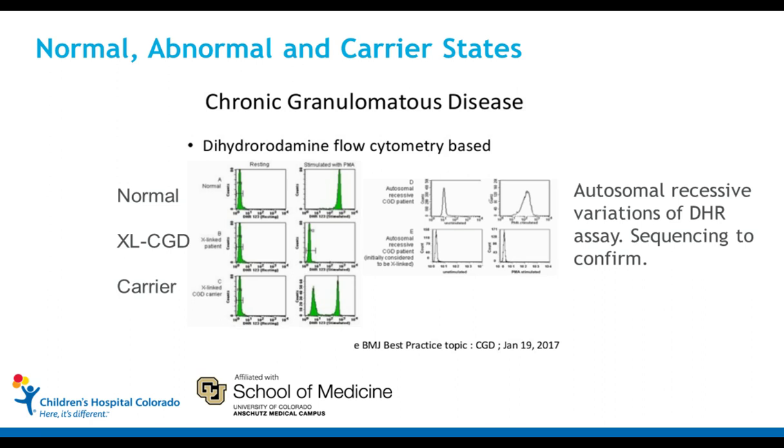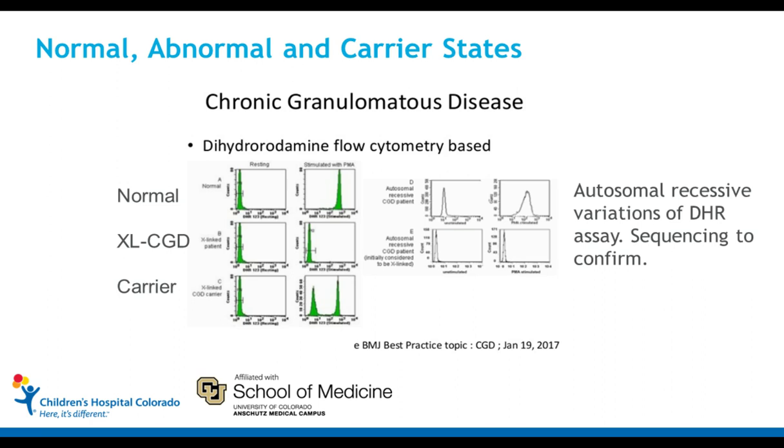X-linked chronic granulomatous disease in the middle, from a baby boy, shows a complete lack of oxidative burst. The carrier phenotype is shown in the plots below. The plot on the left-hand side shows no activity, and then there are two peaks following stimulation, indicating an abnormal and a normal neutrophil population.